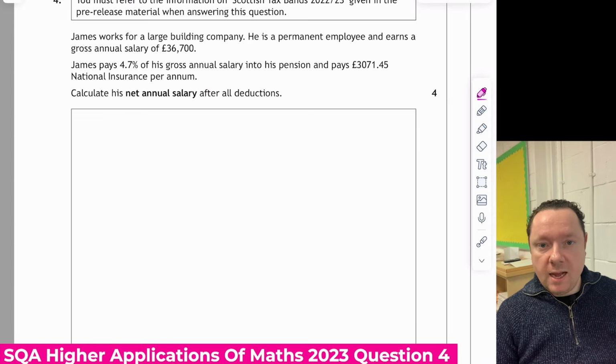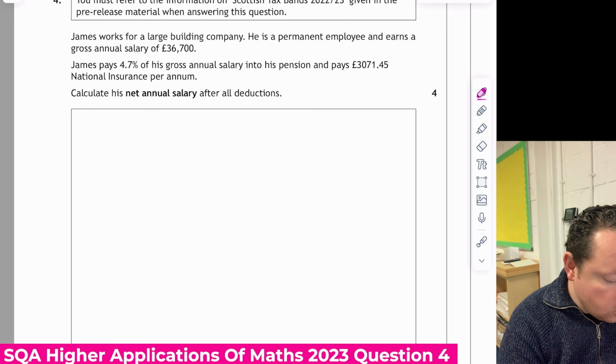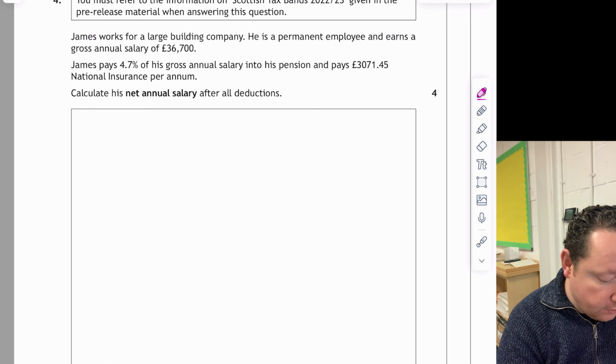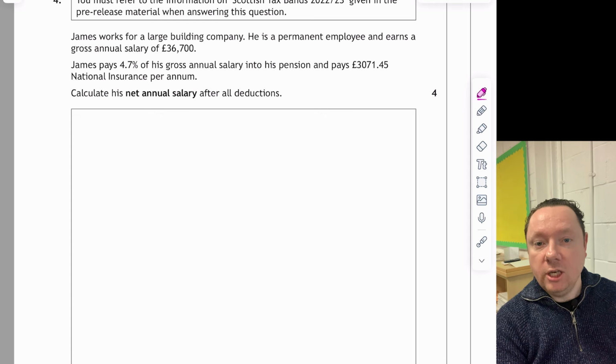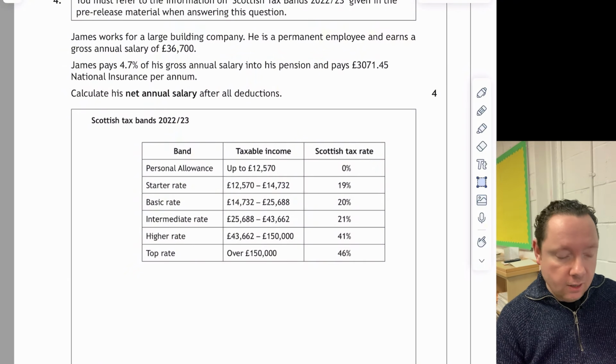SQA Higher Application of Maths 2023 question 4. It says you must refer to the information on tax bands 2022-23 given in the pre-release material when answering this question. Key points, so you need to go and check that booklet, so let's do it right now. So there's the tax bands there, copied in from the data booklet.